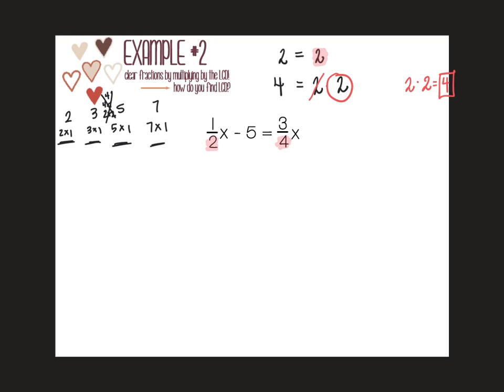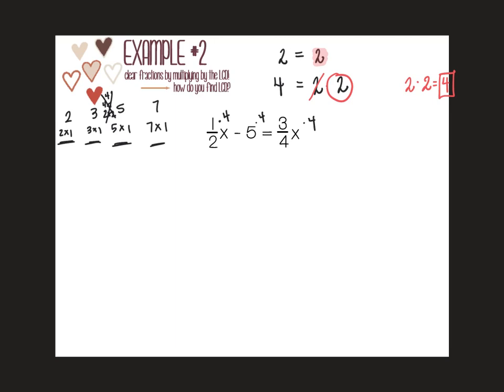So if I want to clear these fractions out, I'm going to multiply every single thing by 4. You can write it however you want. I like to do it like this, times 4, times 4, times 4. I'm multiplying everything by 4. So I'm going to write it out a lot. If you want to skip some steps, you don't have to.